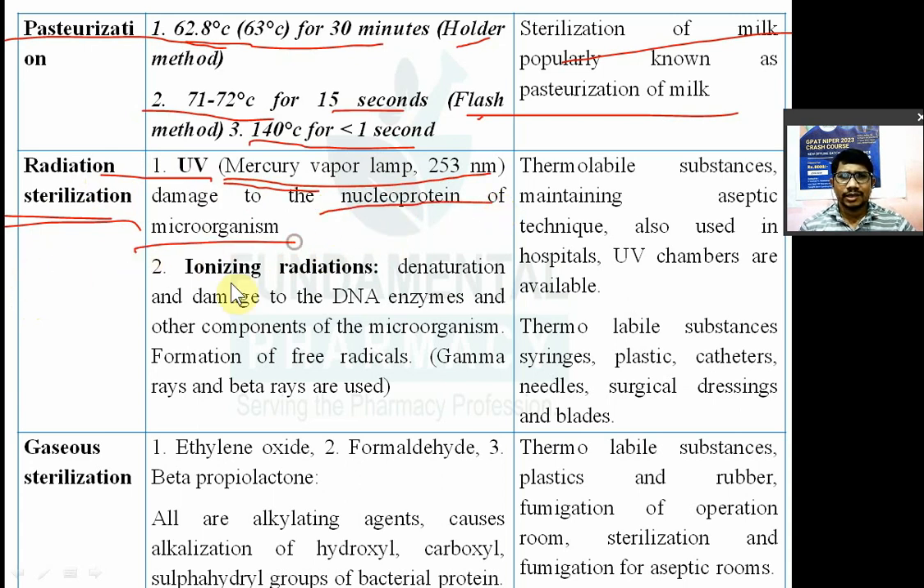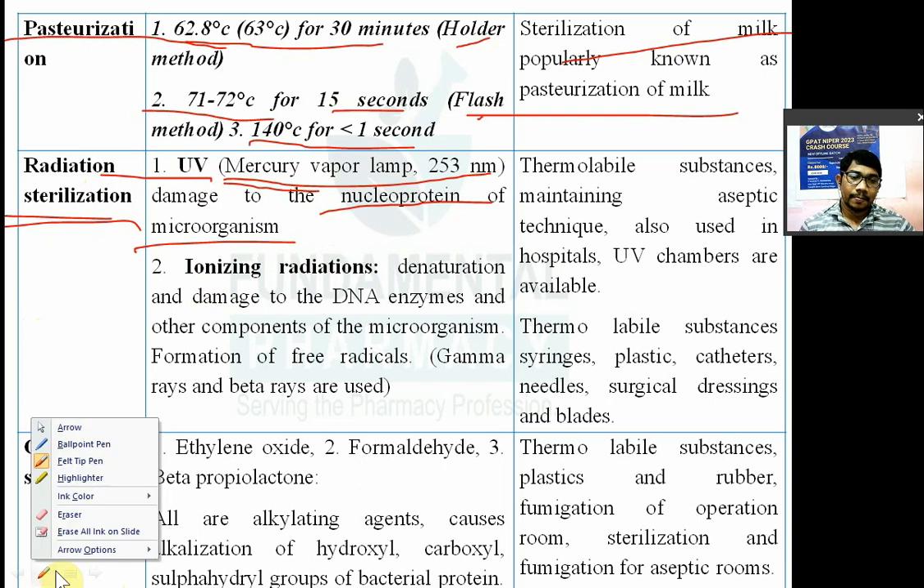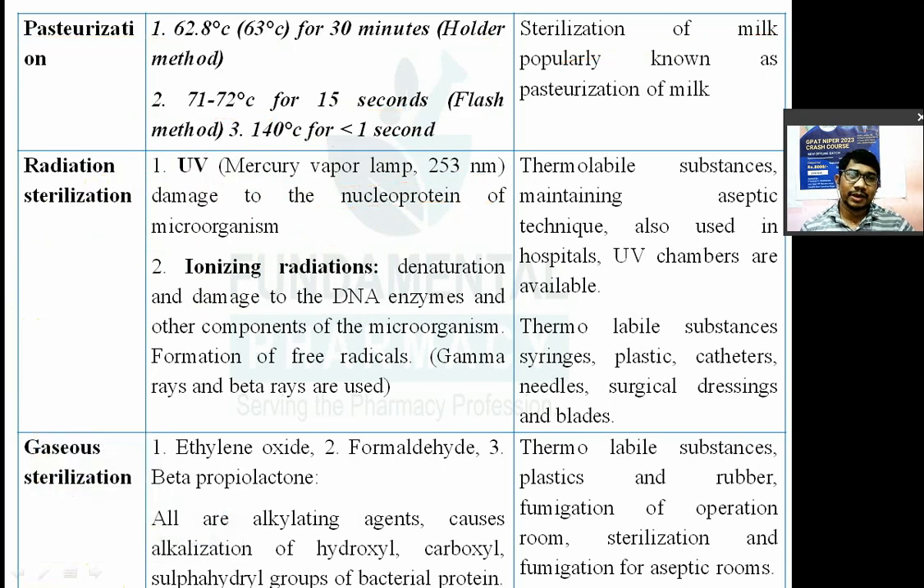UV radiations क्या करते हैं, they will damage the nucleoprotein, they will damage the DNA of the bacteria. Mechanism याद रखो, they will damage the nucleoprotein or DNA of the bacteria. एक होता है UV ultraviolet, okay, it is used for thermolabile substances, maintaining the aseptic technique, also used in the hospitals. So UV chambers are available for this.